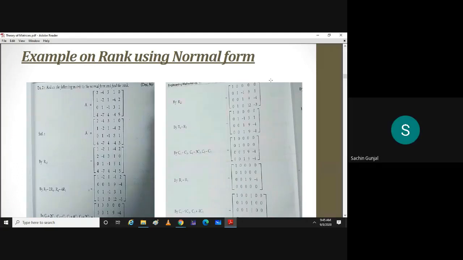I'll read out the question. This question will come for 5 marks. Such questions, I mean. Convert a matrix to its normal form and hence find out its rank.